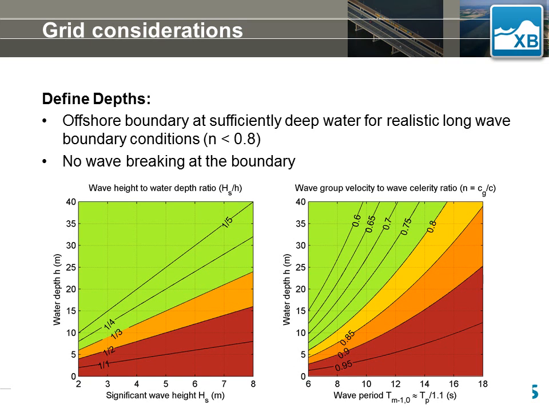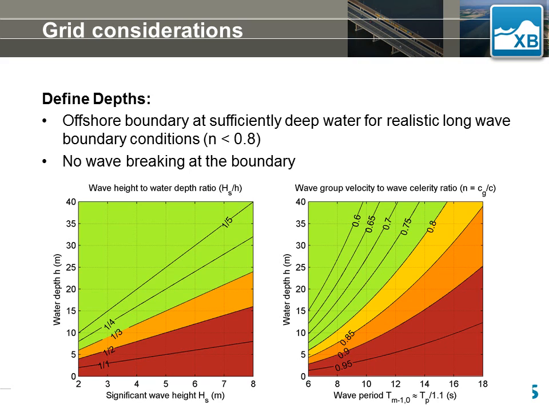Apart from grid resolution, you also have to think about the depth at which you're going to start the model, so the offshore water depth. The offshore boundary should be sufficiently deep that the infragravity waves are well described. And for this, you have to ensure that the group velocity to wave celerity ratio n is lower than about 0.8, 0.85 maybe. And you also want to ensure that there's no breaking of the short waves at the offshore boundary.